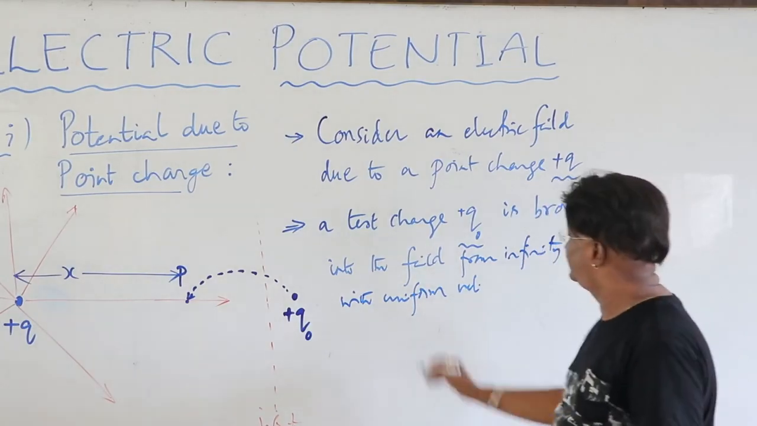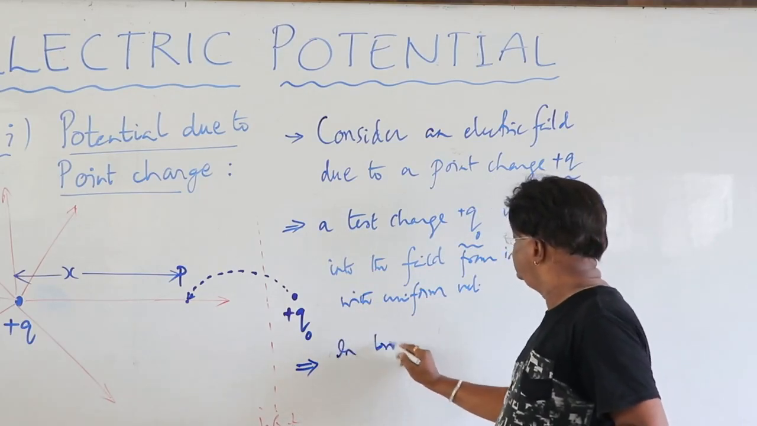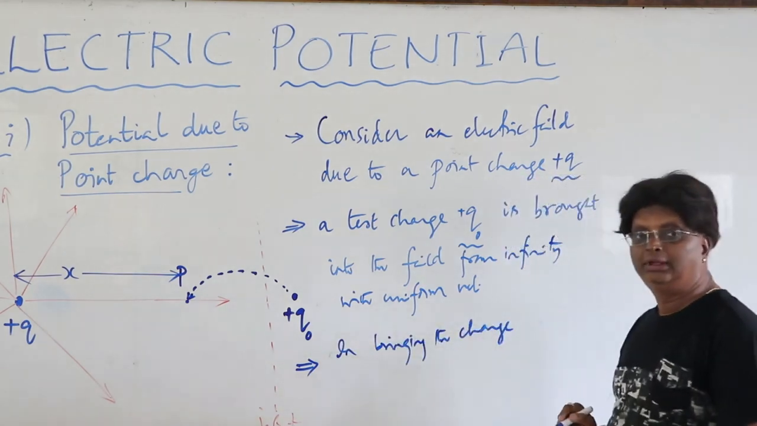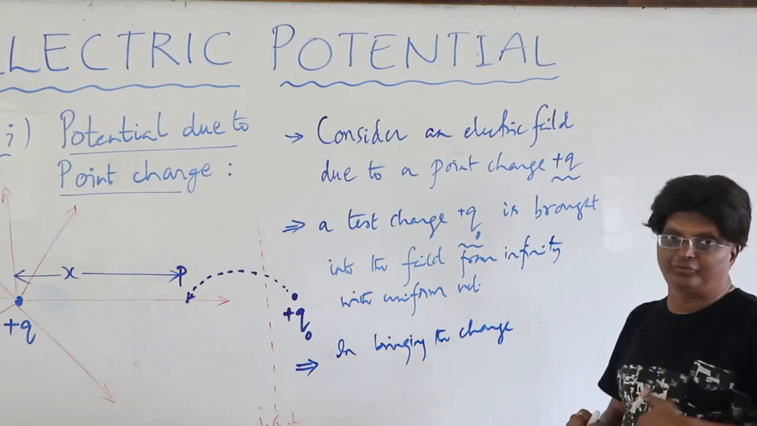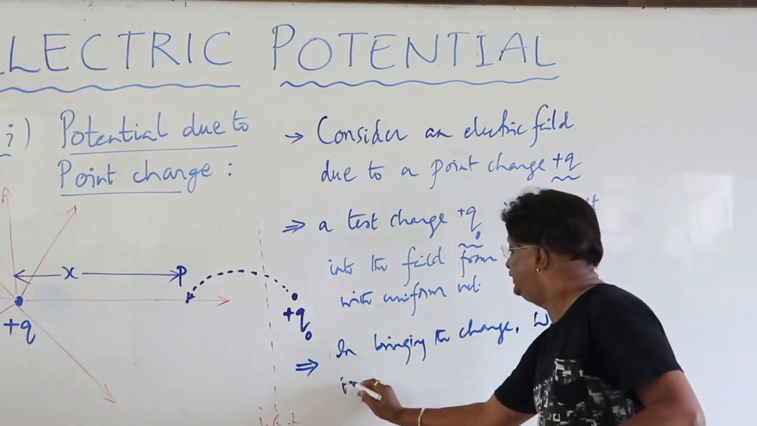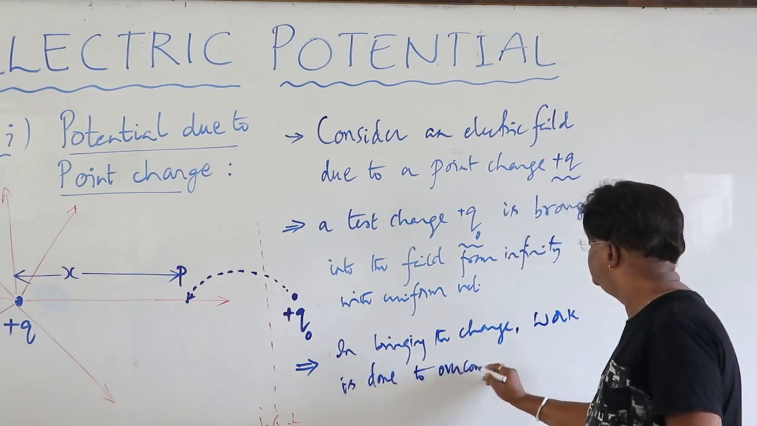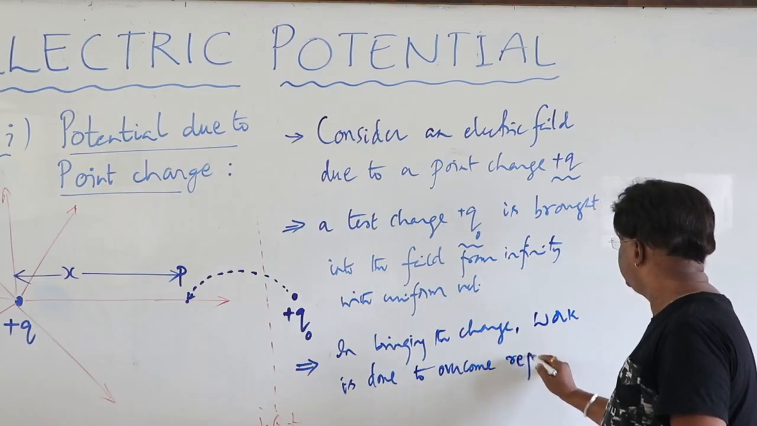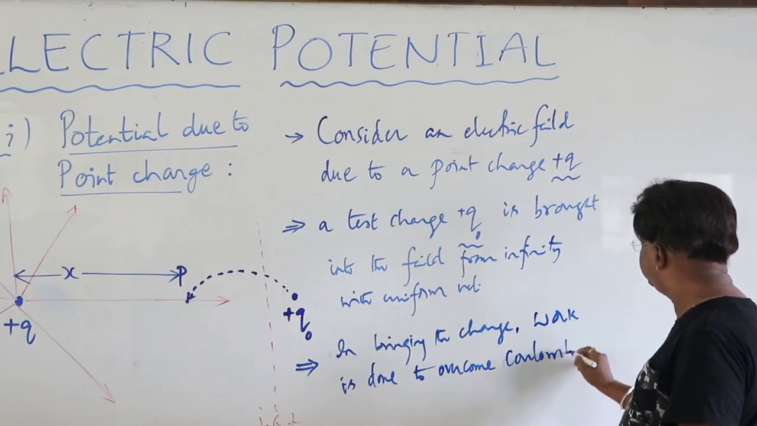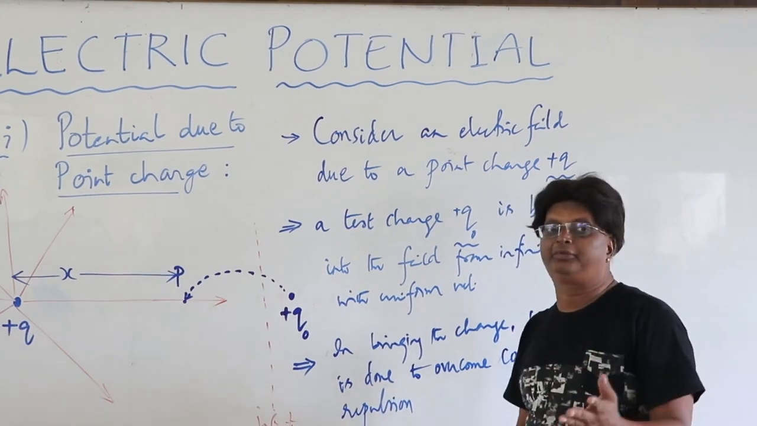Why uniform velocity we have already explained, with a uniform velocity. Now, in bringing the charge, we said there is electrostatic repulsion, therefore work needs to be done. In bringing the charge, work is done to overcome repulsion, electrostatic repulsion, which I will write as Coulombic repulsion. Is that okay? Coulombic repulsion, and this is the complete principle of our derivation.